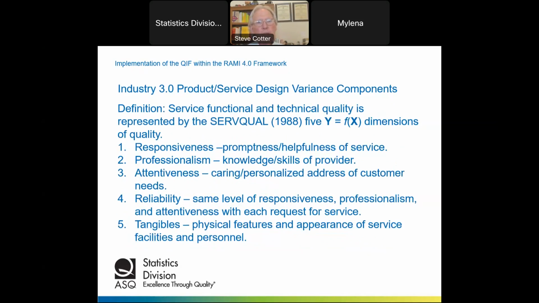For service quality, I go to Parasuraman, Zeithaml, and Berry's 1988 development of the SERVQUAL instrument. They validated a 22-item instrument to assess service customers' perception of service quality. The 5 dimensions across the 22 items were found to specify service quality consistently. Those dimensions are responsiveness, the promptness and helpfulness of service.